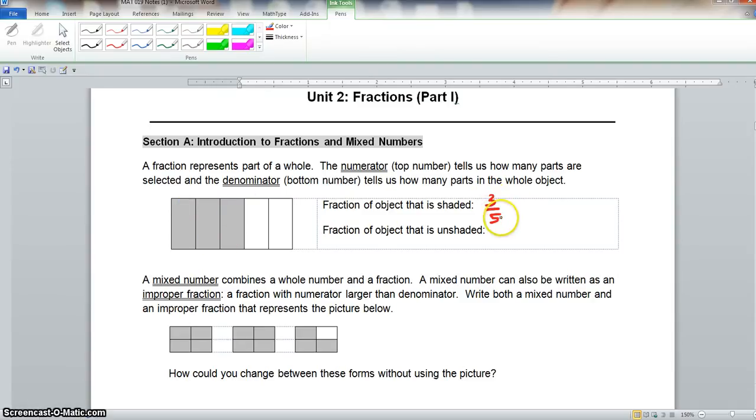So it'll be 3/5. Now the fraction of object that is unshaded, we still have 5 total parts, which would be our denominator. And then the 2 parts that are not shaded would be your numerator.